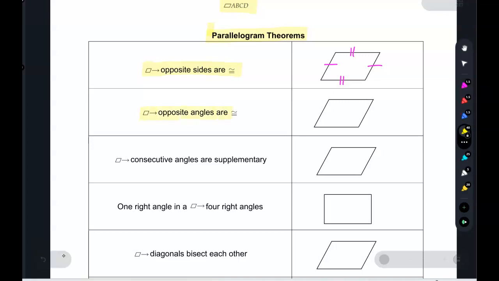All right, if we have a parallelogram, opposite angles are congruent. Where would opposite angles go? That one would go with the one in the top right. Good. And this one would match with this one. Okay.